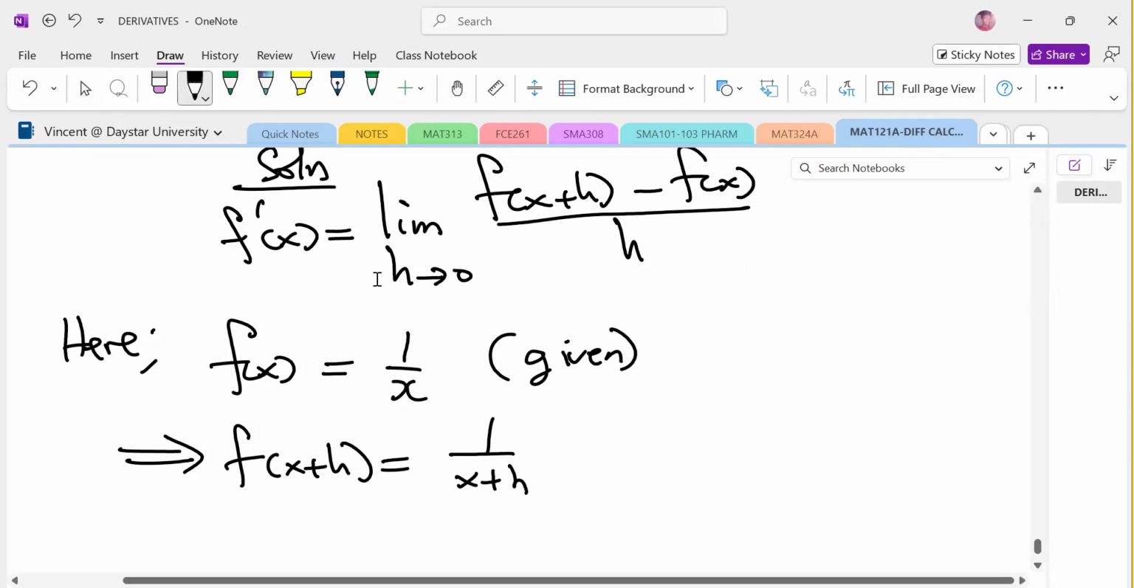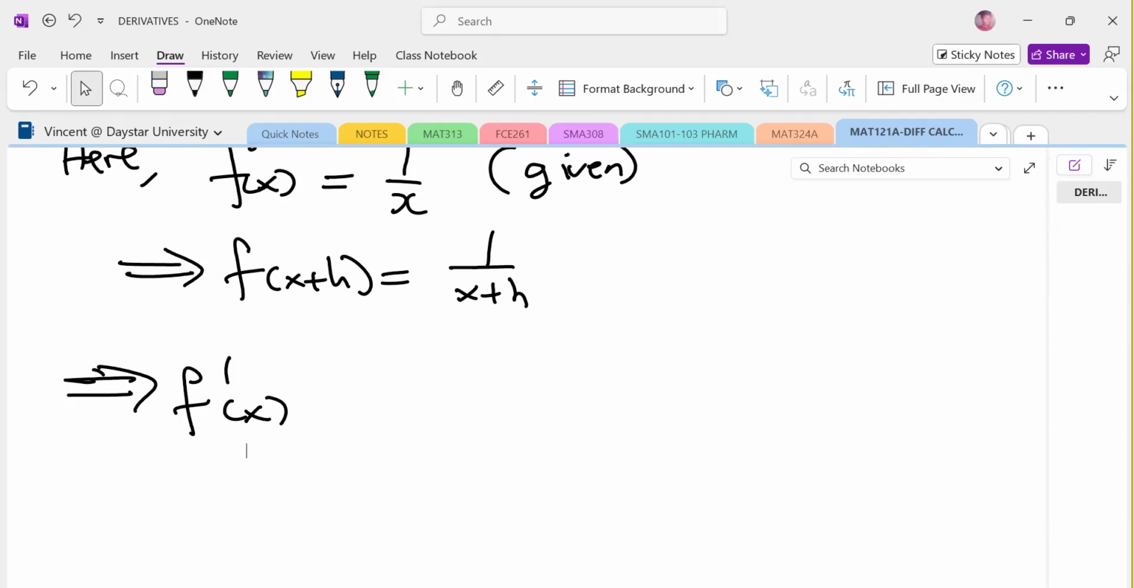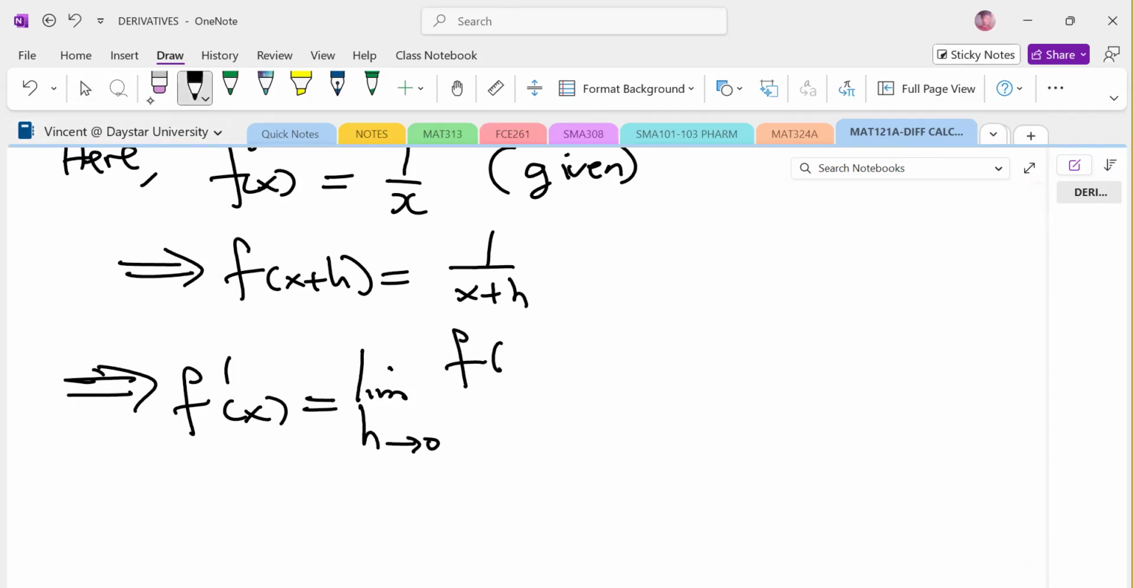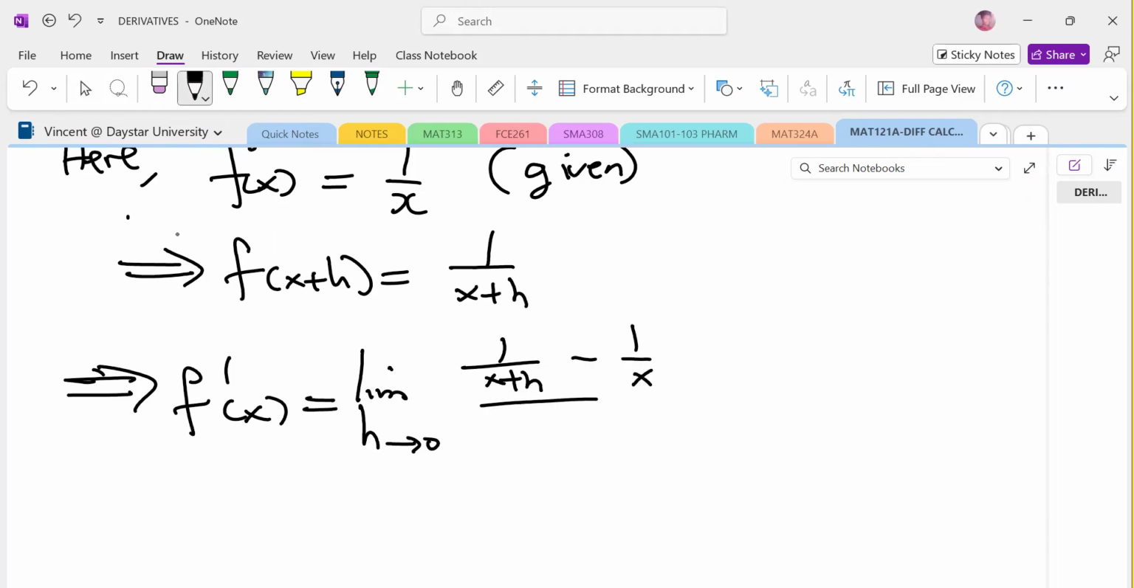So, which means the derivative will be the limit as h approaches 0 of f of x plus h, which is given by 1 over x plus h, minus 1 over x, all over h.